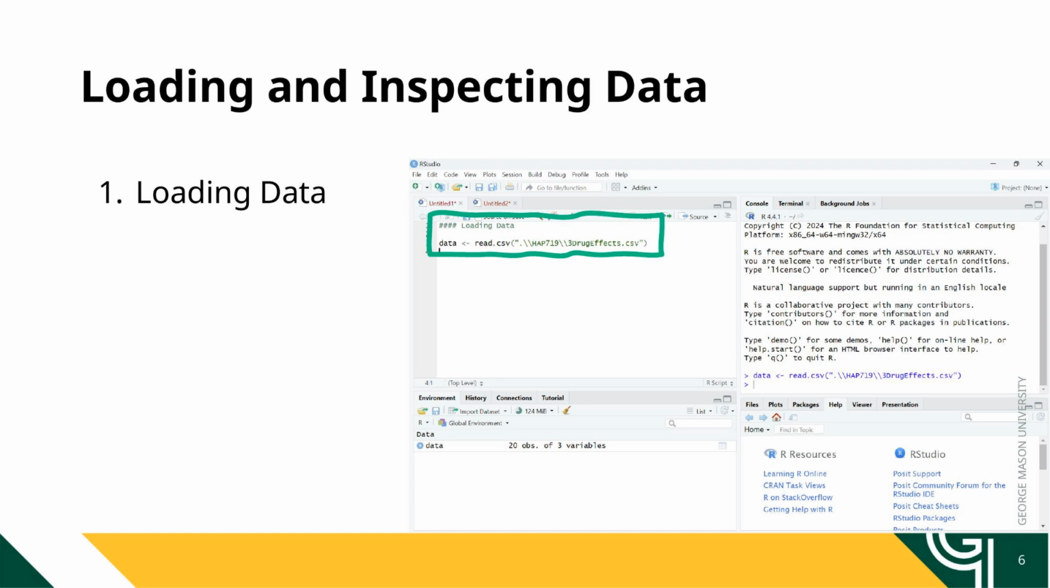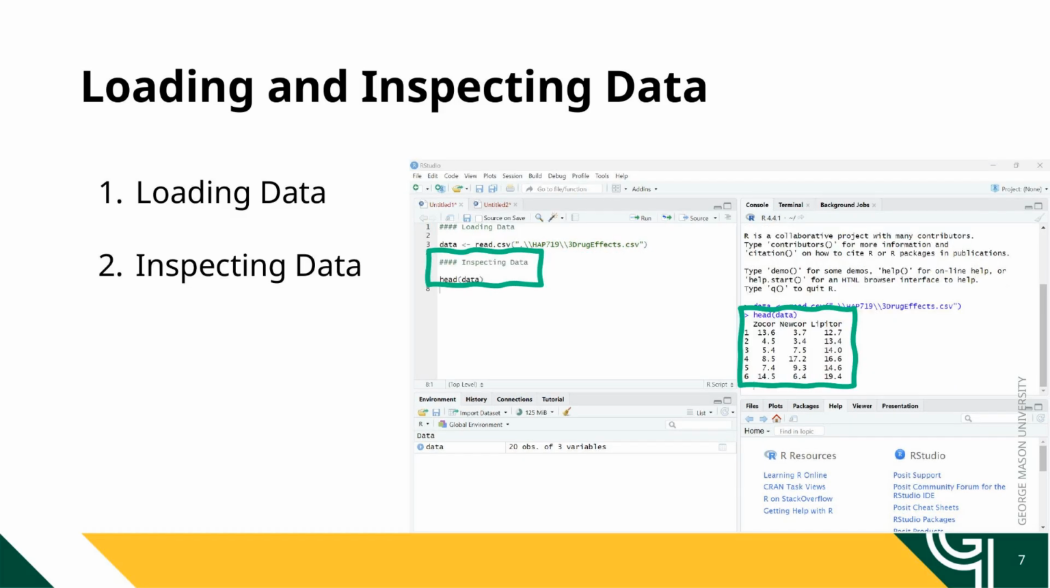Loading your dataset is the first step. R supports various formats like CSV, Excel, and more. Inspecting data: the head function returns the first 6 rows of the dataset, giving a snapshot of the data. It helps you quickly verify that your data has loaded correctly.